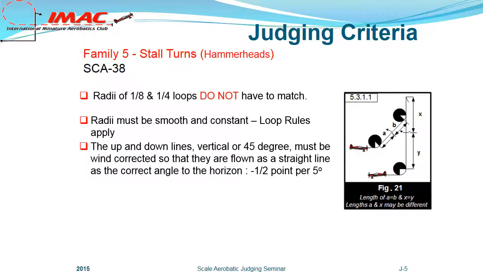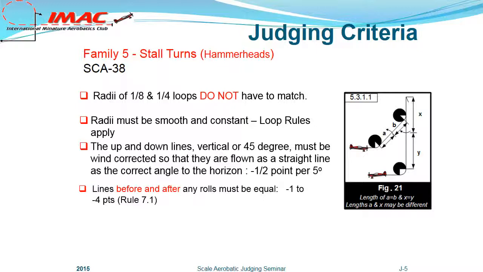The lines, either 45 or 90 degrees, are judged for correct angle as compared to the true horizon and must be wind corrected. Downgrades of 1/2 point per 5 degrees are assessed for deviations. If there are rolling elements on any interior line, the element must be centered so the line segments before and after the element are equal.